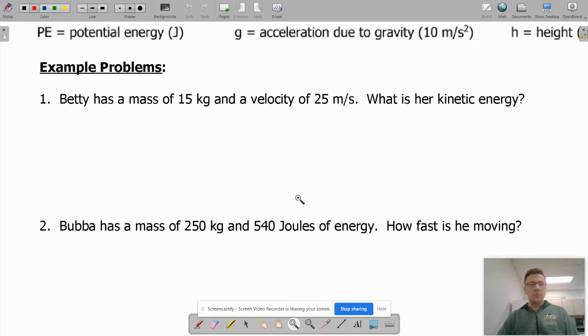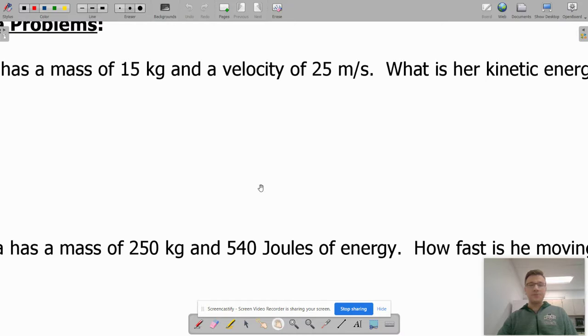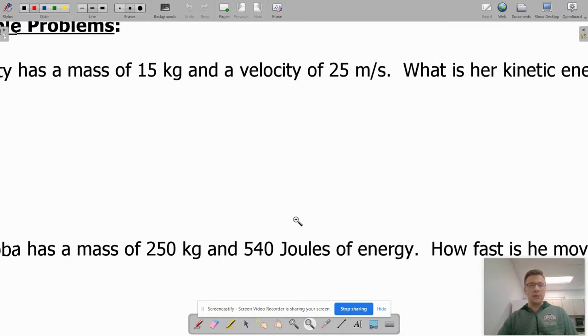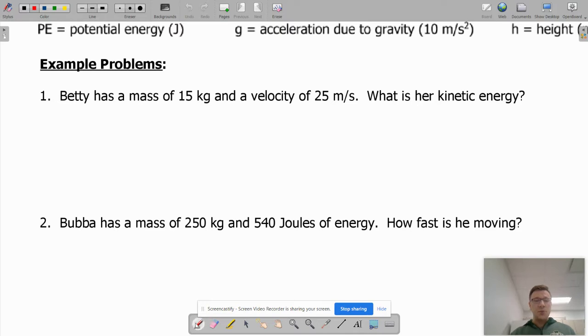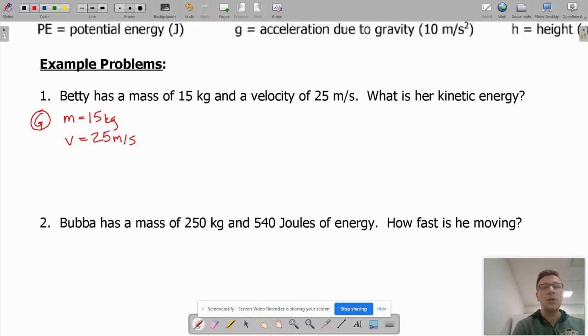So the first problem says that Betty has a mass of 15 kilograms and a velocity of 25 meters per second. What is her kinetic energy? Let's zoom back out. So let's start by writing out our givens, right? So we'll start with our G step here. And this has told us that Betty has a mass of 15 kilograms. And it says that she also has a velocity of 25 meters per second. And then we know that we're solving for the kinetic energy of Betty.